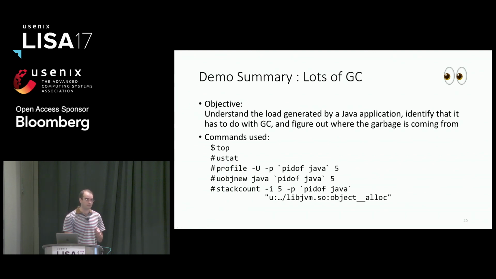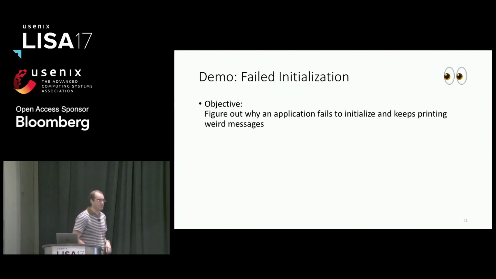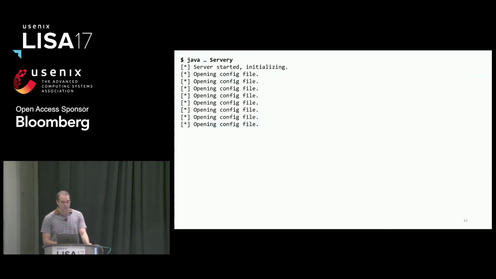So I think I have time for just one more. Let's take a look at this one as well. In this example, we have this Java process which fails to initialize and prints these weird messages suggesting something is missing. Here's what it looks like. Server started initializing, and then opening config file, opening config file, opening config file, opening config file.